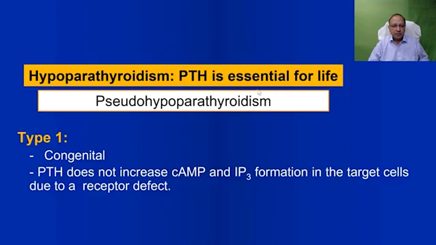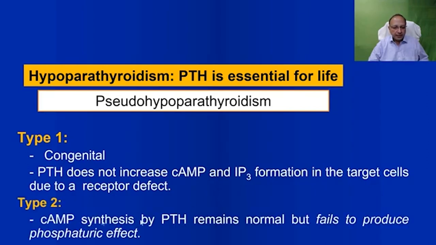Now, hypoparathyroidism. We know that since the parathormone is essential for life, it need not occur only through the deficiency of parathormone. It can also occur when there is inadequate action being produced in the receptors of the parathormone. So this is called pseudohypoparathyroidism, where the parathormone level is normal, but the receptors are abnormal. Type 1 is congenital, where the parathormone does not increase the cyclic AMP or the inositol triphosphate level in the target cells due to the receptor defect.